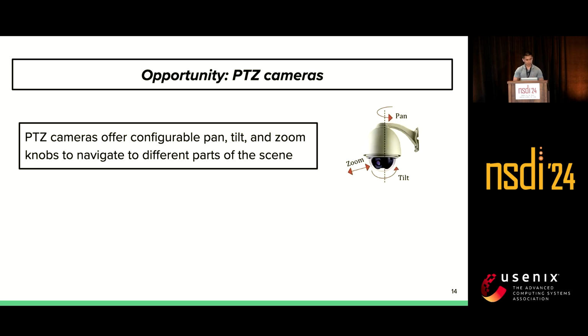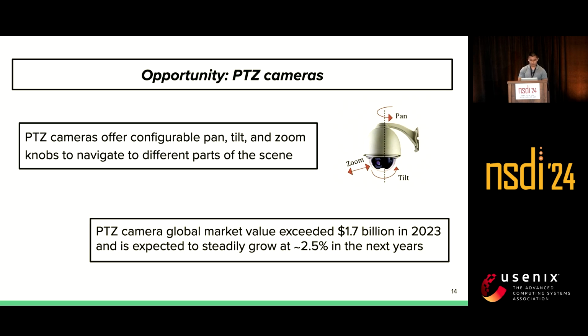So to reap these accuracy wins in practice, we look towards using pan, tilt, zoom, or PTZ cameras. PTZ cameras offer configurable pan, tilt, and zoom knobs to enable the camera to navigate to different parts of the scene and capture new objects. PTZ cameras have been growing significantly in popularity in recent years, and in 2023, the PTZ camera global market value had exceeded $1.7 billion and is expected to grow steadily in coming years.